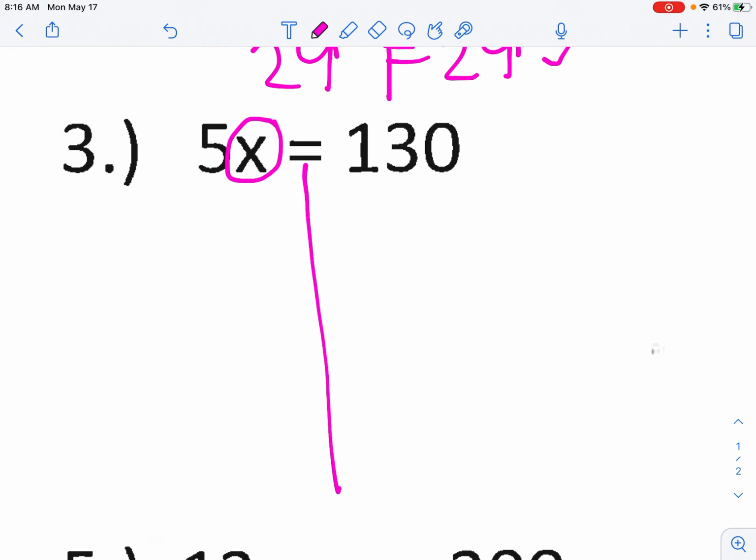Well, how do I get rid of 5 times? Opposite of multiplying by 5 is dividing by 5. Remember in math, we showed division by using a fraction bar. Now I'm going to show my cancellation. On the left side, 5 divided by 5 is 1. So all I have left over here is x.